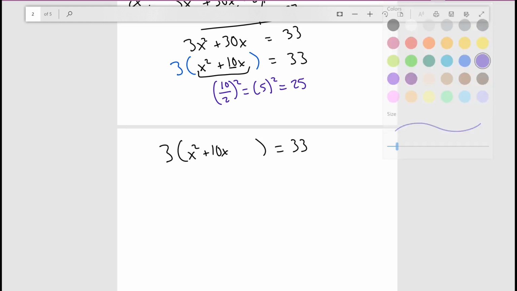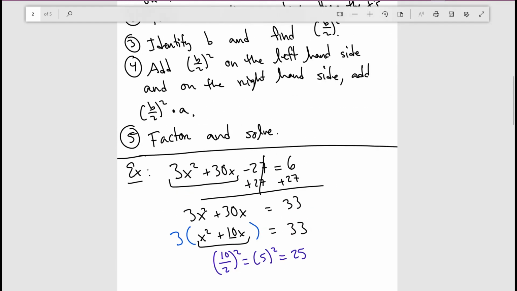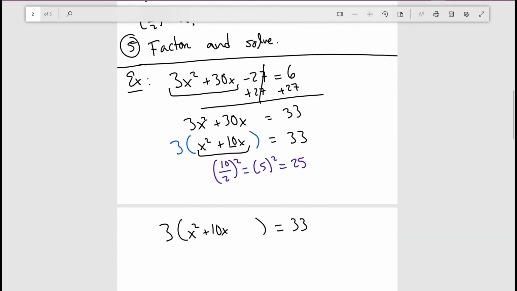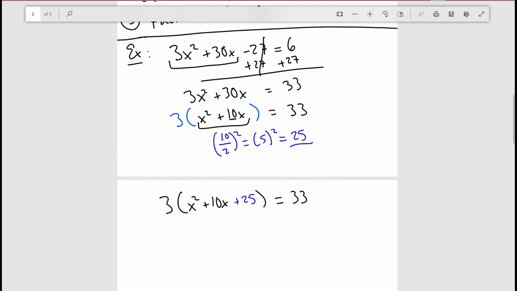Okay, so it says here on the right hand side, on the left hand side, I'm going to add this b squared over 2, and the b squared over 2 is this 25. So I'm going to add this 25 here. Now here I'm not going to add a 25 because I didn't just add a 25 on this side.